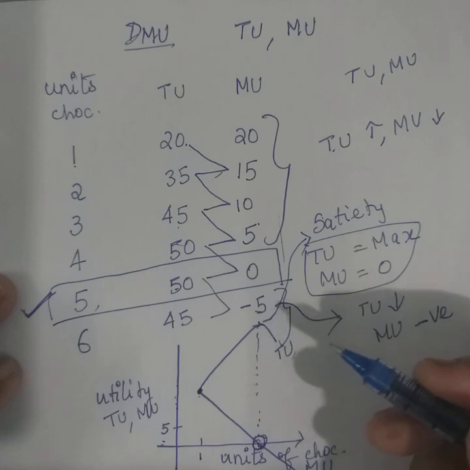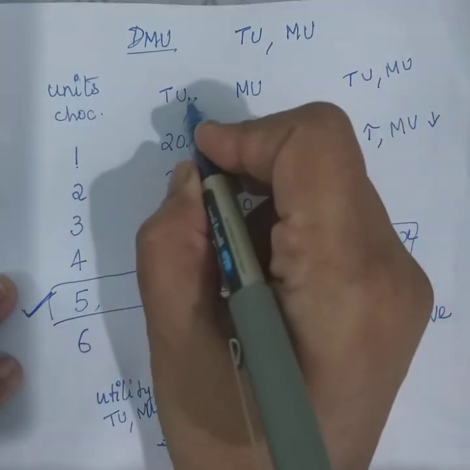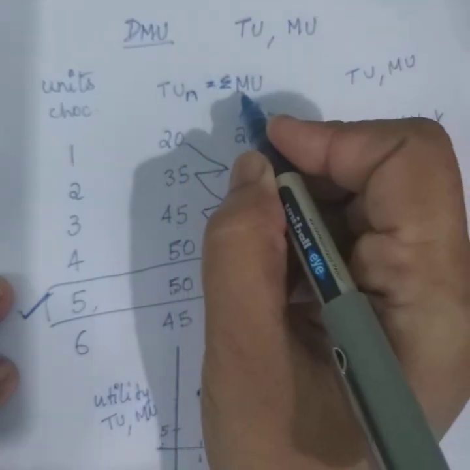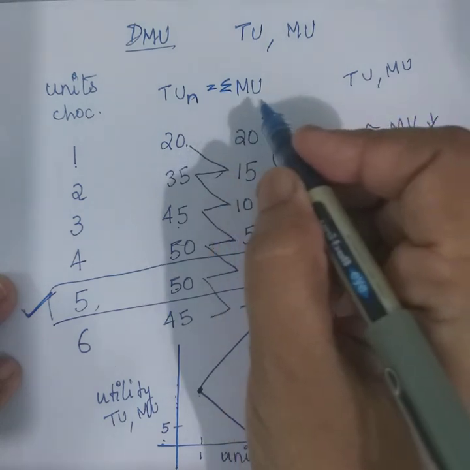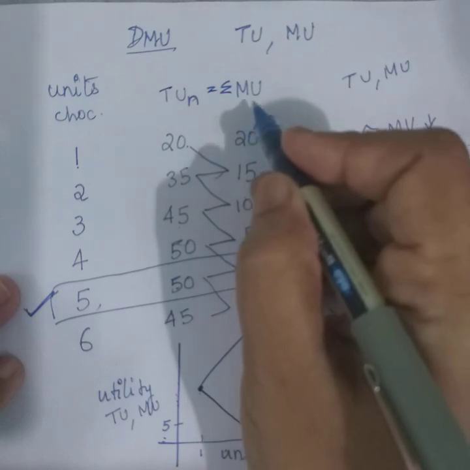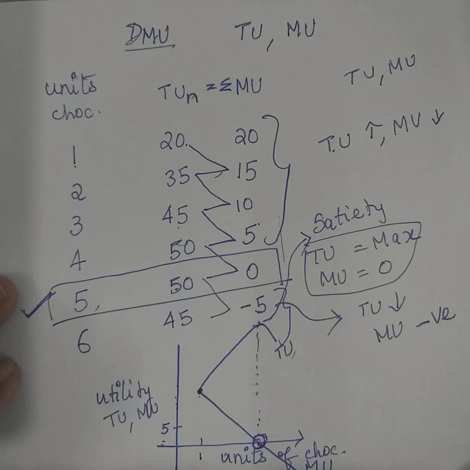Otherwise, you know that the total utility of n units of a commodity is nothing but the summation of the marginal utilities of all the n units of the commodity that is consumed, right? Fine. Okay, hope you understood.